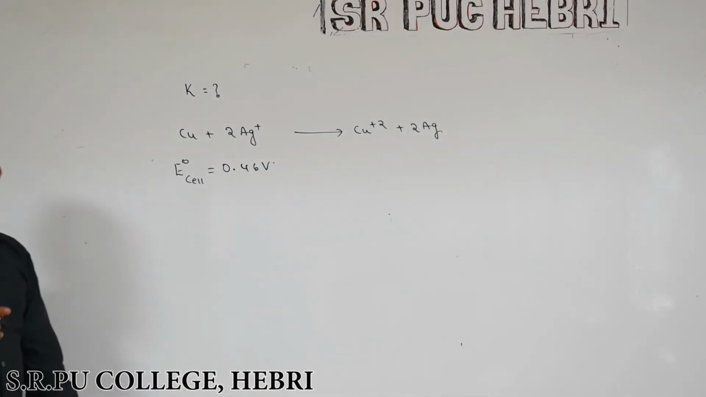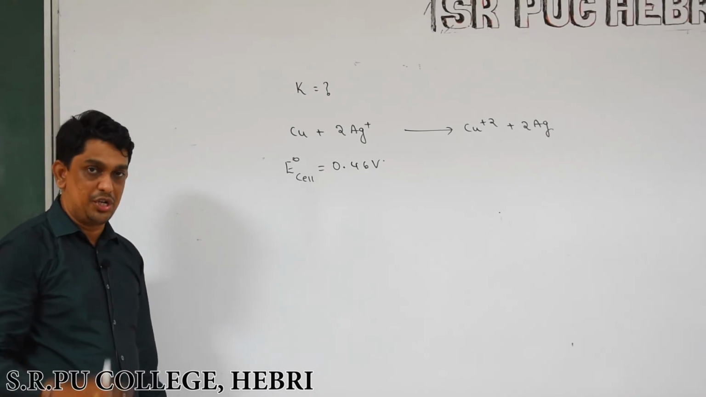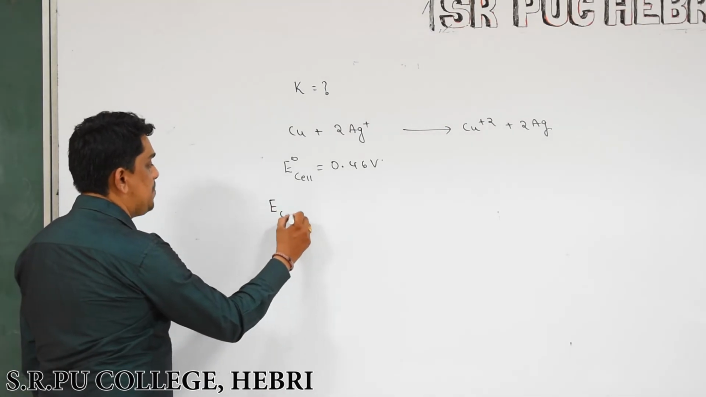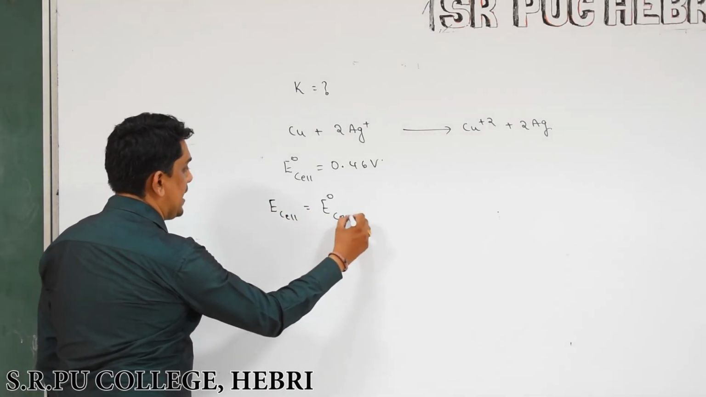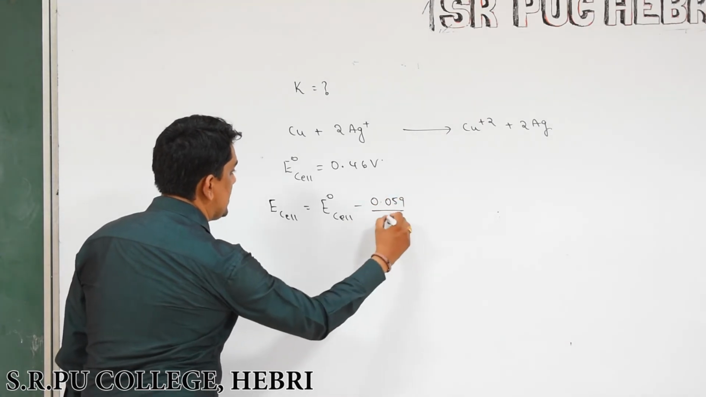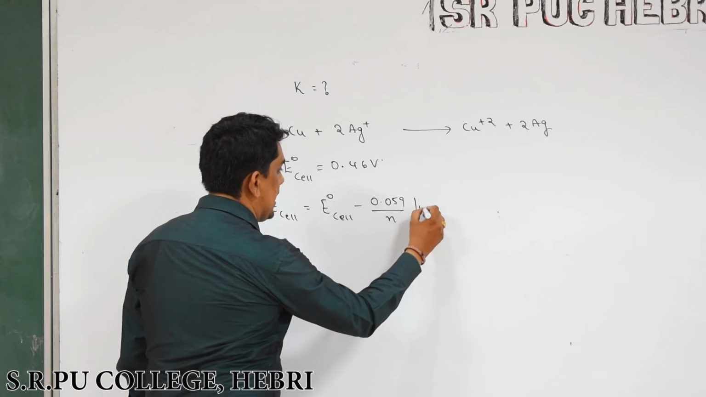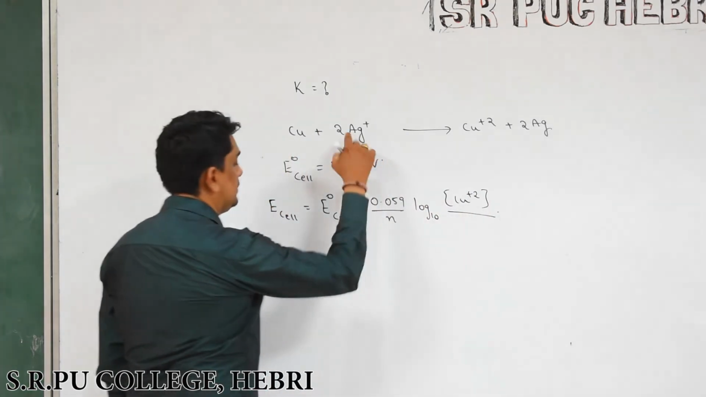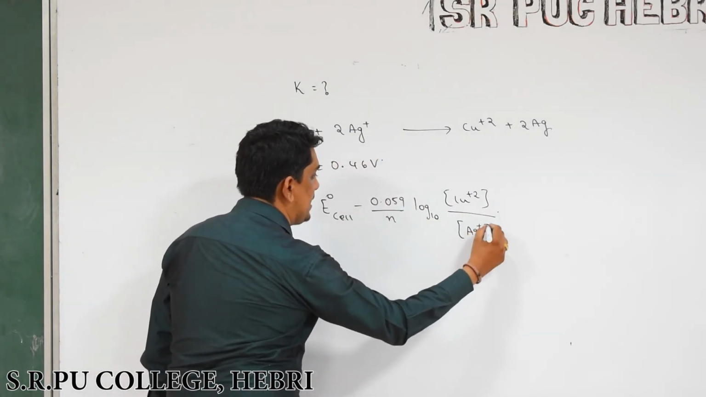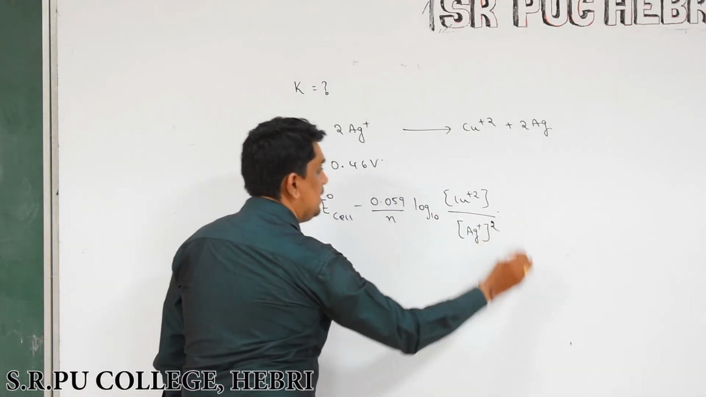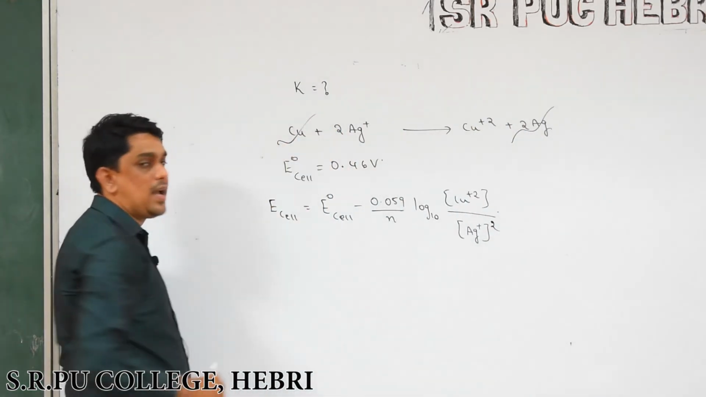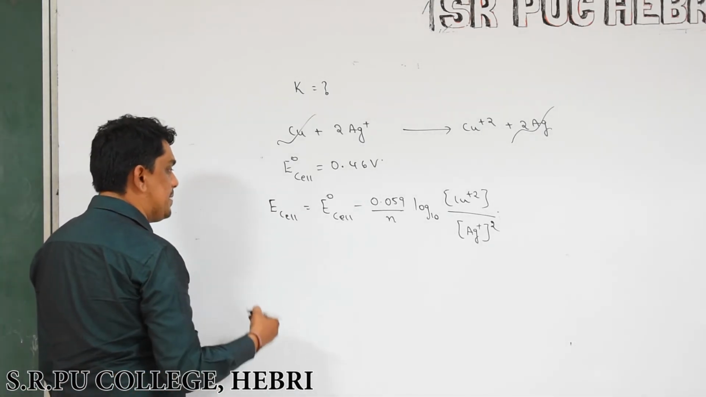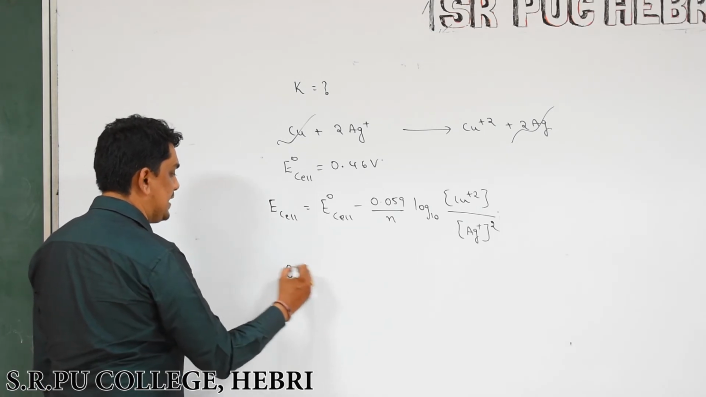As I told you people, never ever go for a direct expression. You always start with the Nernst equation. The Nernst equation says that cell potential is equal to standard cell potential minus 0.059 divided by n log to the base 10 of product side by reactant side. The stoichiometric coefficient has to be taken as the power. The concentration of a solid is always 1, so I am ignoring them. Now I am talking about the equilibrium condition. Cell potential is 0 volt.